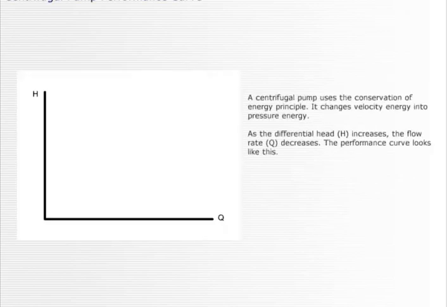A centrifugal pump uses the conservation of energy principle. It changes velocity energy into pressure energy. As the differential head increases, the flow rate decreases. The performance curve looks like this.